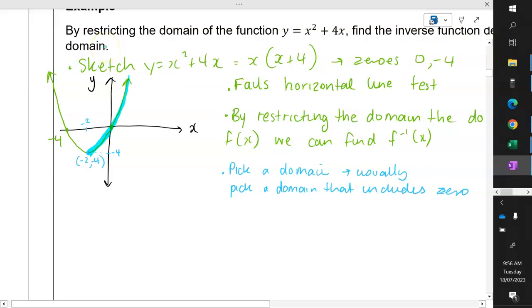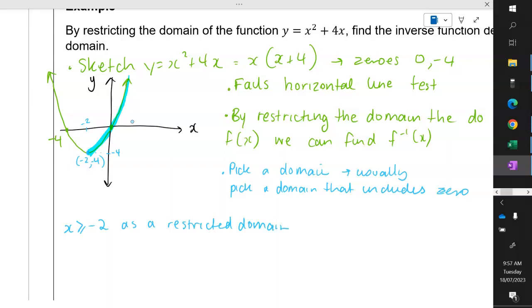So what I'm going to look at is I'm going to look at values of x that are greater than or equal to minus 2. And if I was to do the horizontal line test now on my highlighted part of the graph, then it's going to pass the horizontal line test. And we'll write that down. So x greater than or equal to minus 2 as a restricted domain, we'll say this part of the graph passes the horizontal line test.